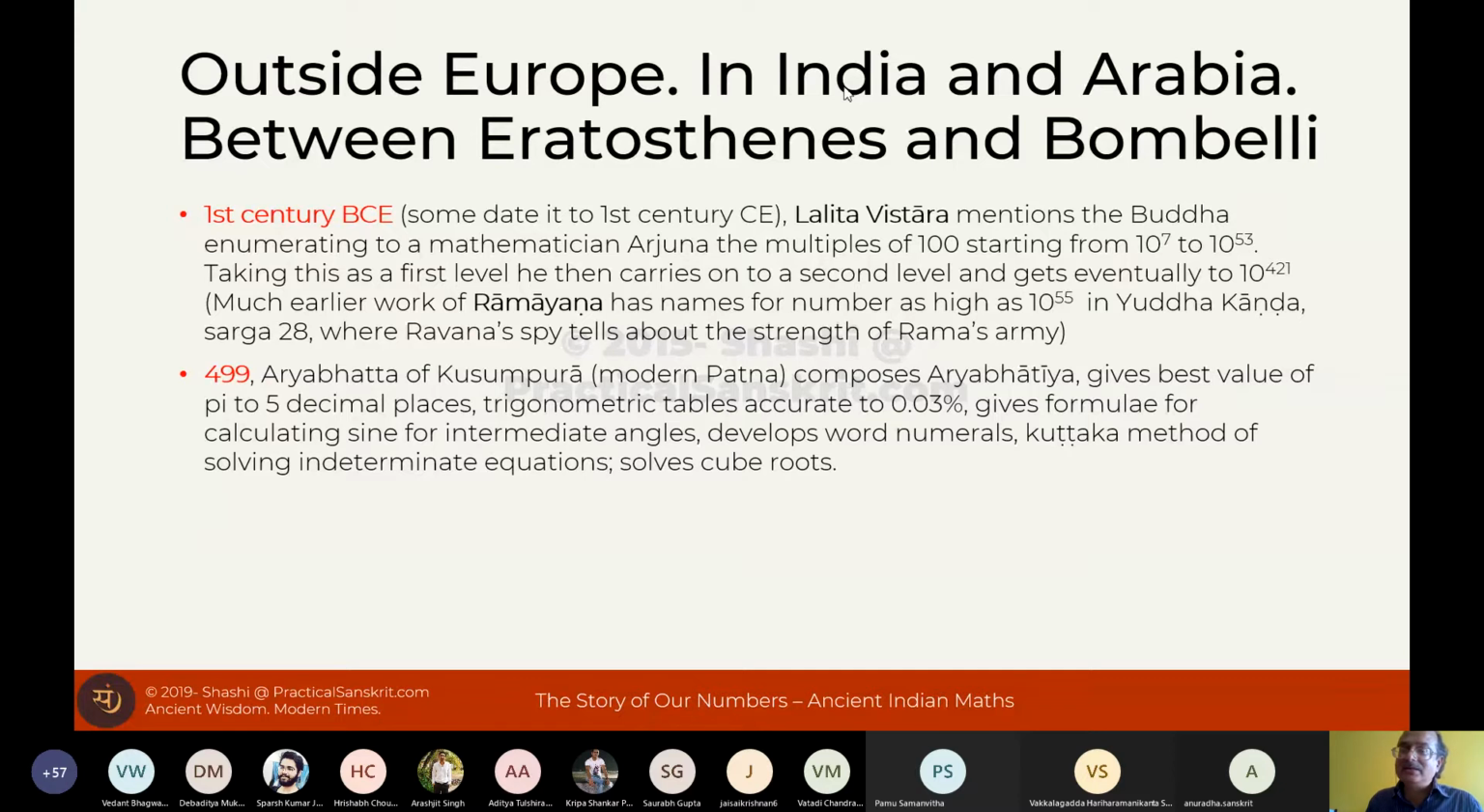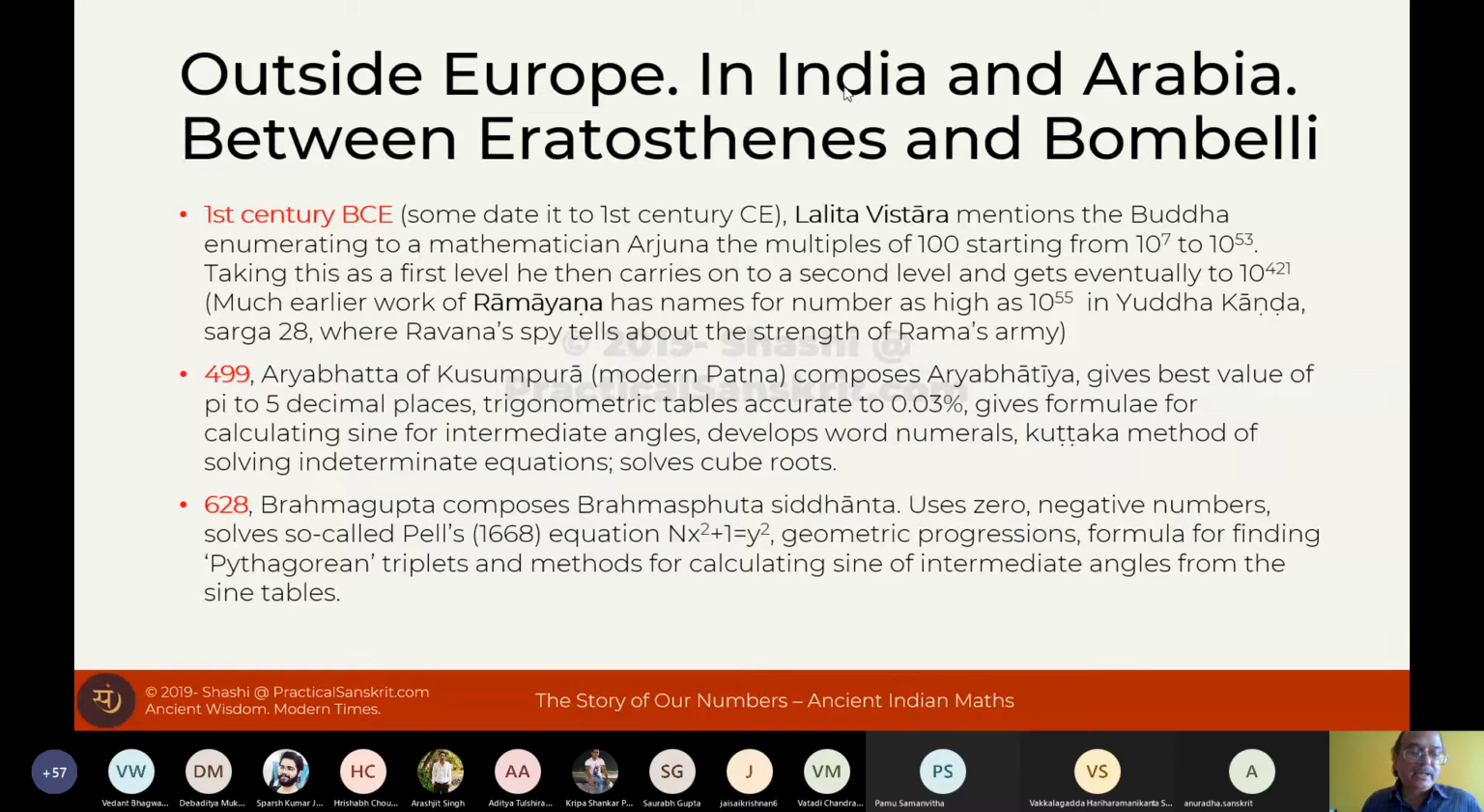And the reason for that is that when you are writing in a language like Sanskrit, in shloks and all that stuff, you don't want big numbers coming in that will break the flow of poetry, right? So he brings in letters to substitute for numbers. Great work he does. Then 628, Brahmagupta composes Brahma Sphuta Siddhanta, uses zero and negative numbers, and solves the so-called Pell's equation, which will come in 1668 in Europe. He is doing it in 628, almost 1,000 years before, right?